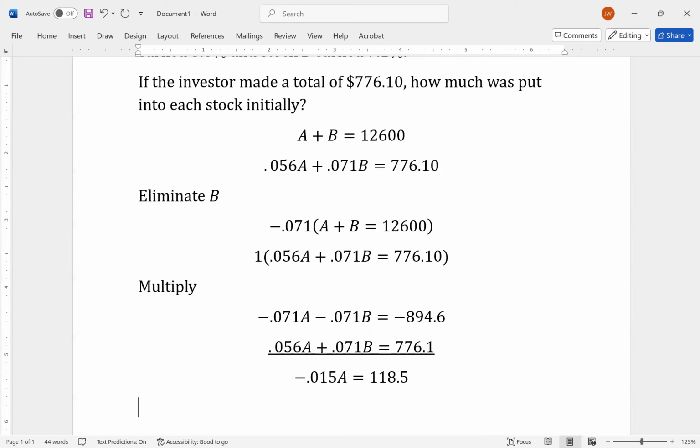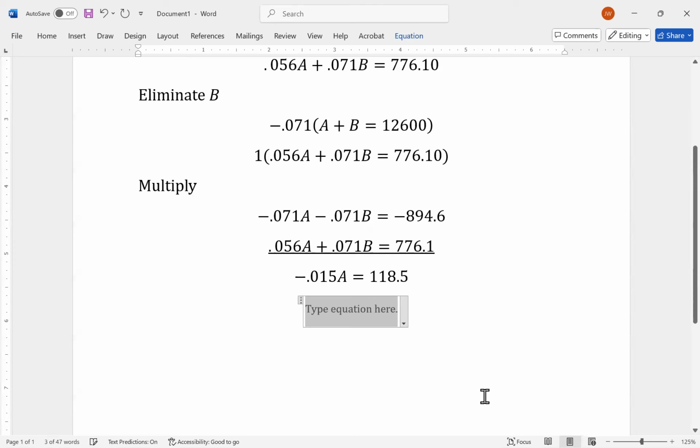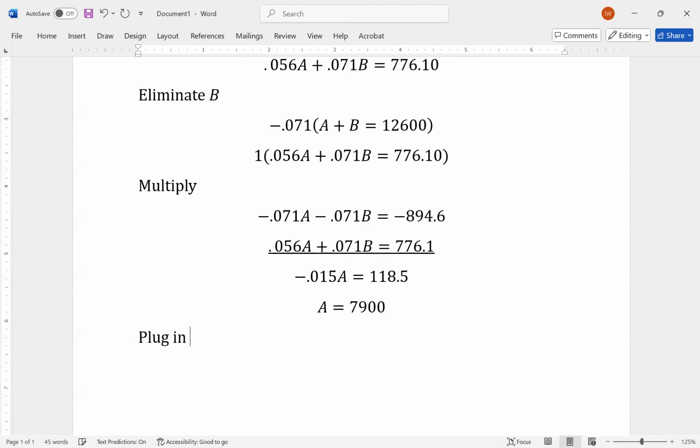Dividing by negative 0.015 gives an A value of 7,900. This was a nice whole number. Always nice when I get whole numbers to deal with. And then I plug that in. I'll do that to my first equation.